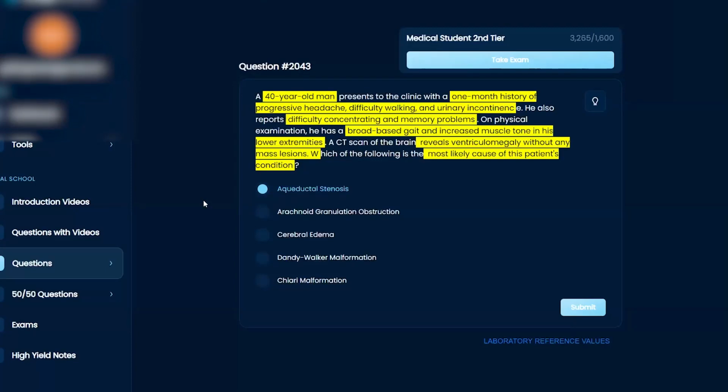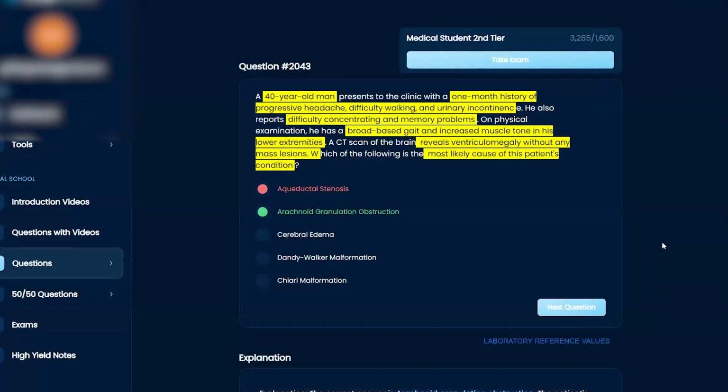And so with that, I don't believe it's cerebral edema. I don't believe it's Dandy-Walker or Chiari. Arachnoid granulation to me would not cause ventriculomegaly. I think it would cause a bigger issue. And so obviously the aqueductal stenosis would be a constriction of the outflow tract from the third to fourth ventricles in the brain. And so you would have ventriculomegaly. And again, there's not any lesions either. So I would probably say that. So aqueductal stenosis, yes?